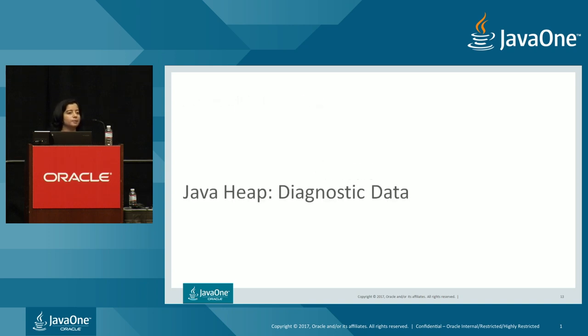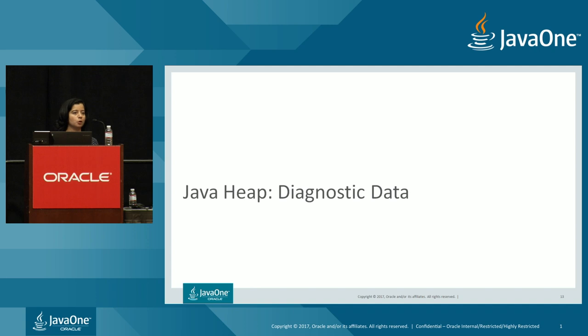So there are three steps of troubleshooting any problem. Understand what the problem is. For example, in this case, we are looking at out of memory or memory related issues related to Java heap. The second step is to get insights into the problem, to collect diagnostic data from the system. And the third step is to analyze that data to understand why the problem is occurring and find the solution.